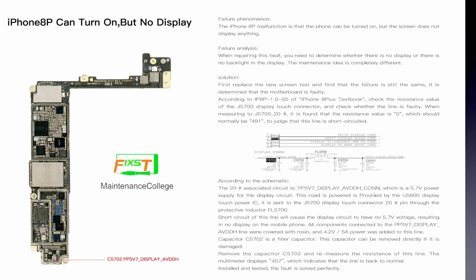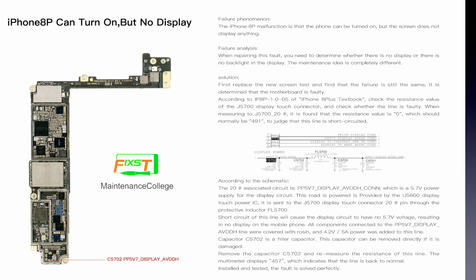As we know from the earlier class, the display function will not work normally without this power. And how do we find the short place? We need to use rosin, flux paste and smoke on all the components connected to this line. After we cover them with the rosin flux paste, we apply 5.2 volts and 5A power to this line. Then we just see which component's smoke cover is melted. That component has some problem.